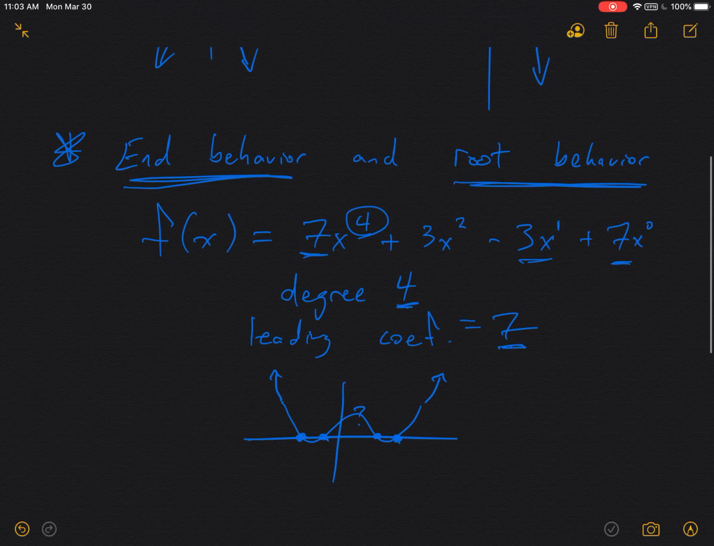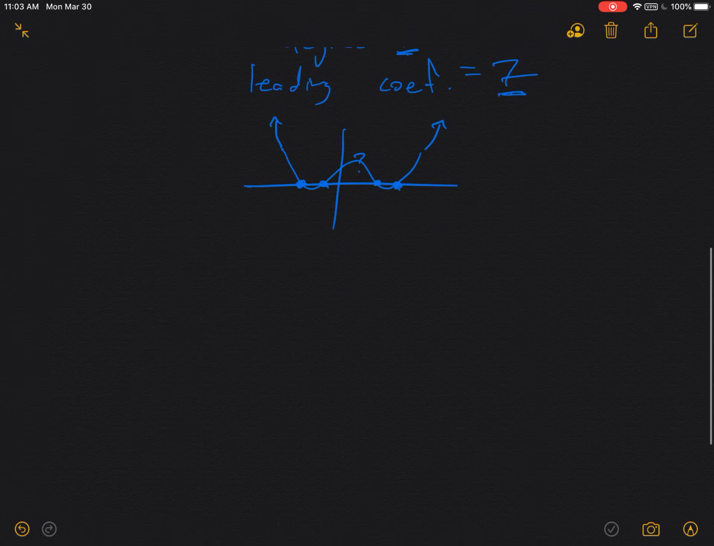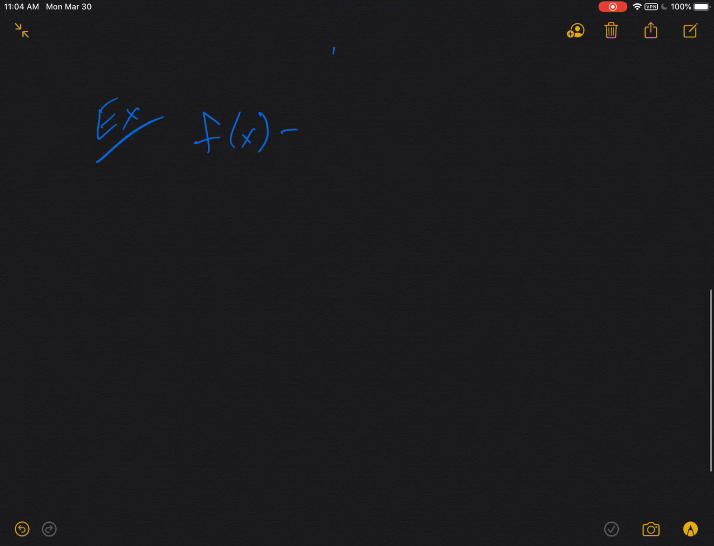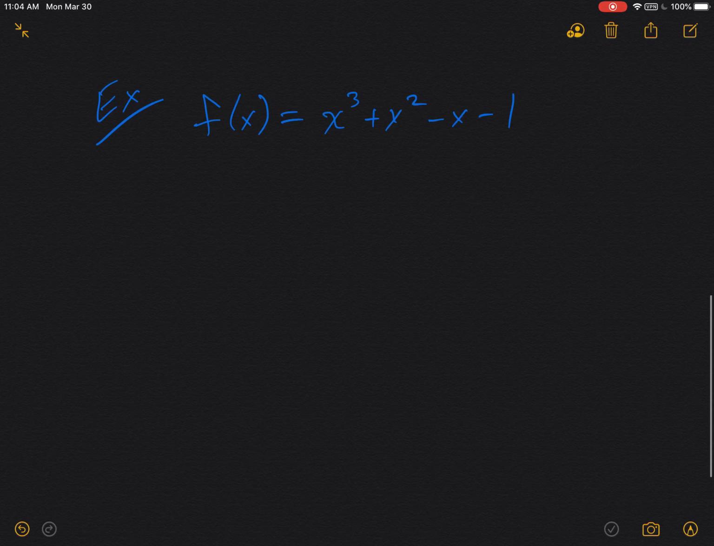Now, the root behavior is most easily determined whenever you can factor the polynomial fully. So maybe let me just review an example where we know how to factor the polynomial. So let's think about a polynomial like this. F of x is equal to x cubed plus x squared minus x minus 1. So we're focused on the root behavior for this.